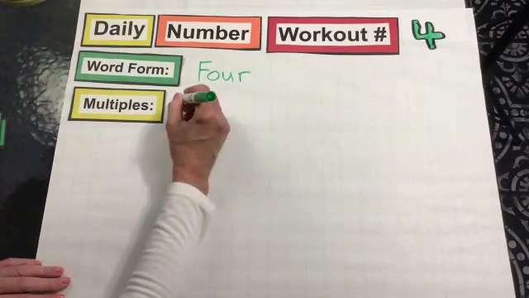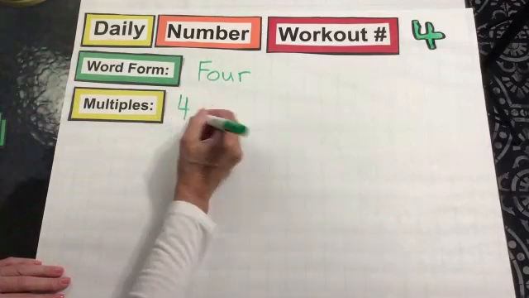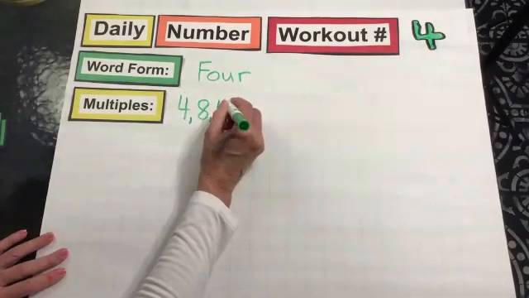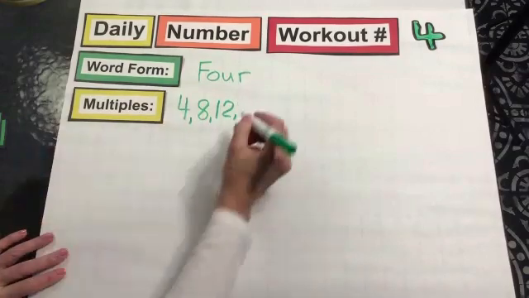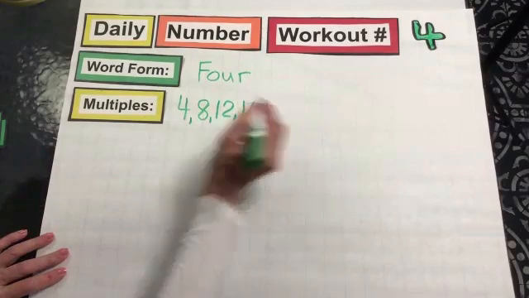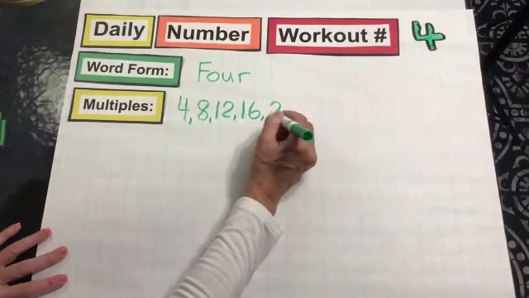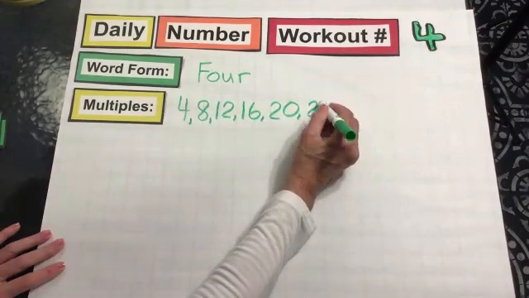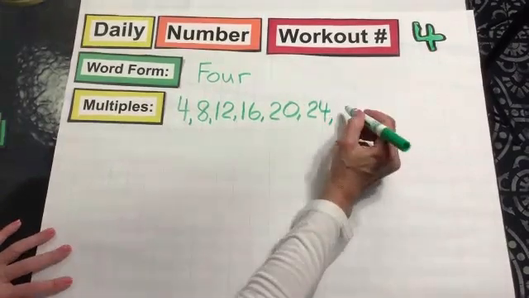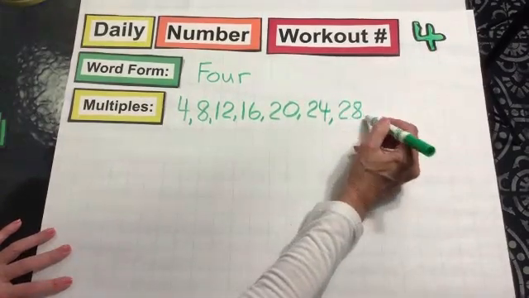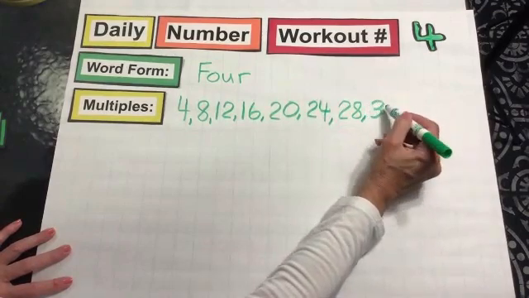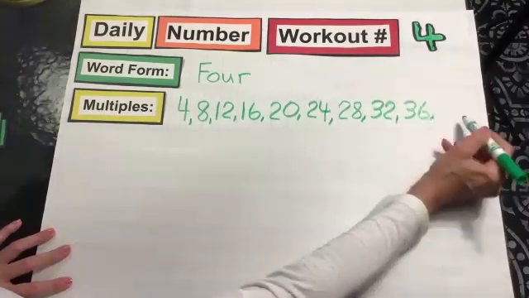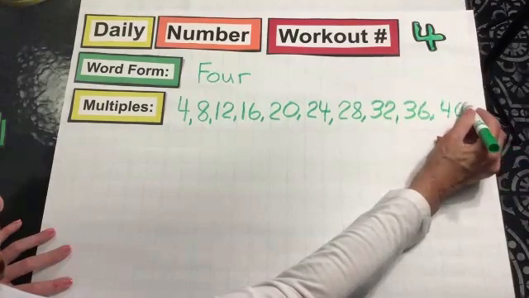So 1 times 4 is 4. 2 times 4 is 8. 3 times 4 is 12. 4 times 4 is 16. 5 times 4 is 20. 6 times 4 is 24. 7 times 4 is 28. 8 times 4 is 32. 9 times 4 is 36. And 10 times 4 is 40.